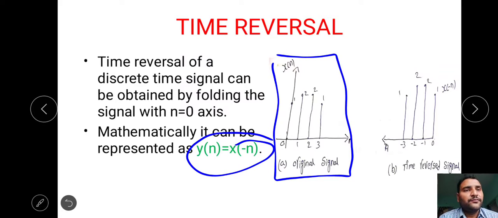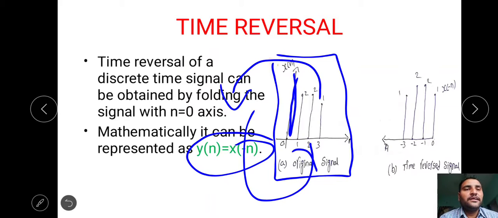How can we get it? We have to fold the signal about the n equal to 0 axis. Taking the n equal to 0 axis as the base, we have to shift right to left and left to right. Here, from 0 to minus infinity there is no signal, that's why we shift this 1, 2, 3 to the left side, and then we get minus 1, minus 2, minus 3. That means the n equal to 0 axis is the base. Using that, we should fold the signal right to left and left to right, just like paper folding. Okay, what happened?